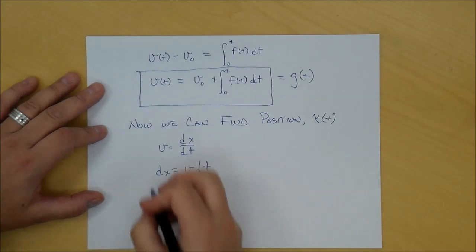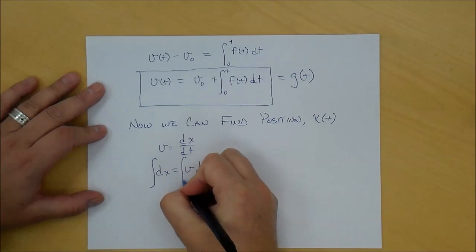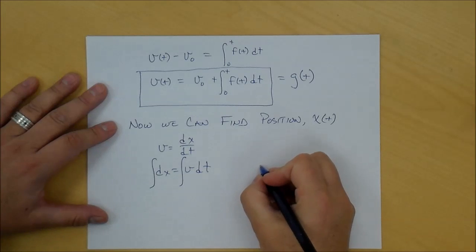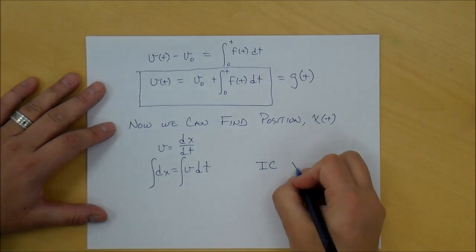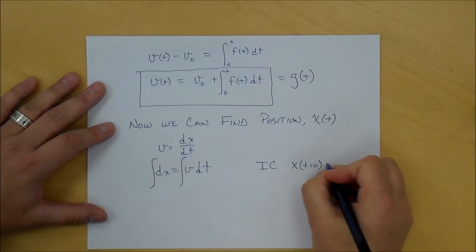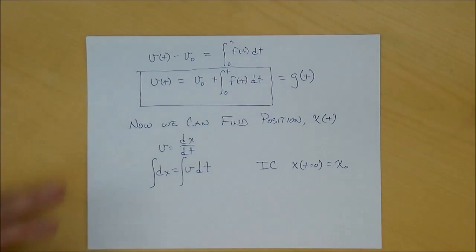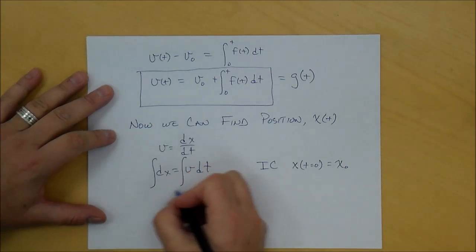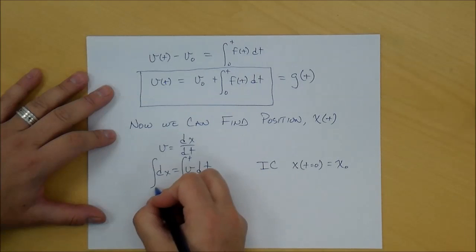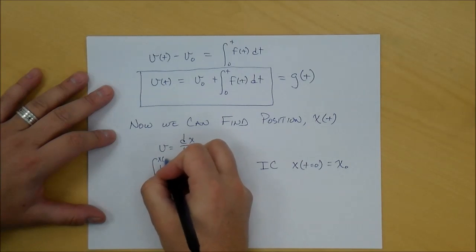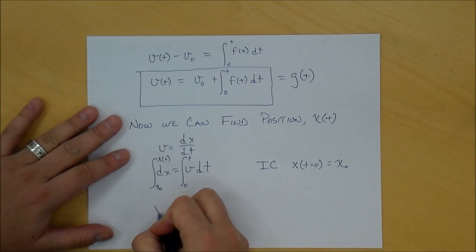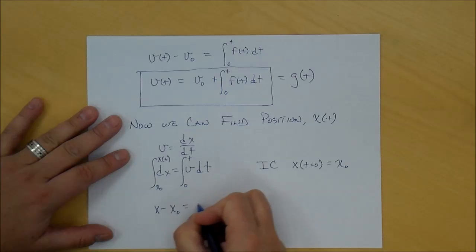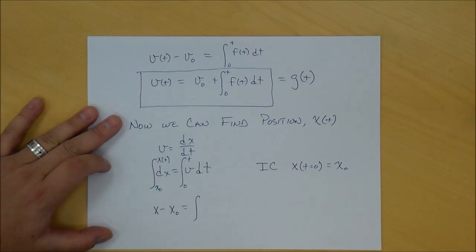And now I'm going to integrate both sides of the equation like this. I'm going to get my initial condition. I'll use IC to abbreviate that. X at time 0 is x naught. Maybe it starts at 1 meter or something like that in our coordinate system. All right? So I go from 0 to t, I go from x naught to x of t in my integral. And so if I perform that integral, I get x minus x naught equals the integral.